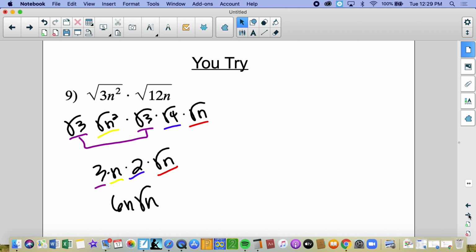So here we have, broke them up, rad 3, rad n squared, rad 12 we can break up into rad 3, rad 4, and then we have rad n by itself in the house. So rad 3's will match, so it comes out. The n squared comes out as n, the rad 4 becomes 2, and then we have our leftover radical of rad n. So 3 times n times 2 gives us 6n rad n.